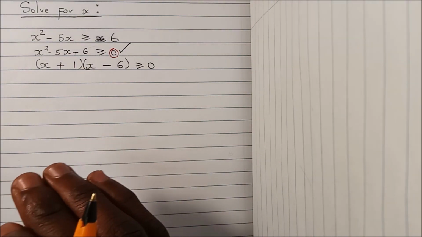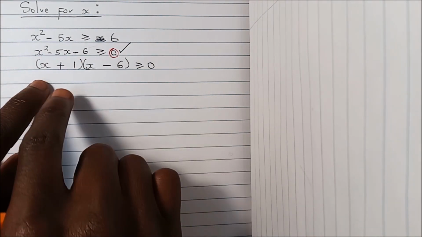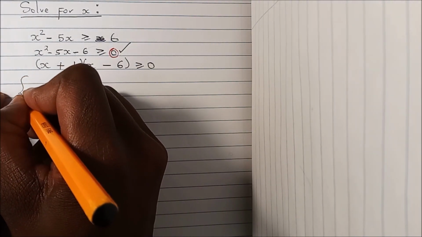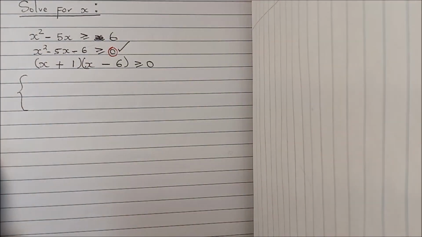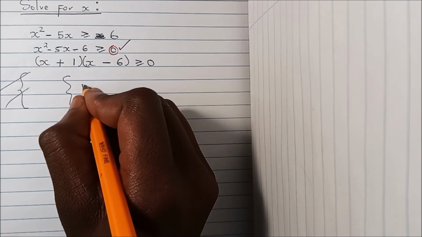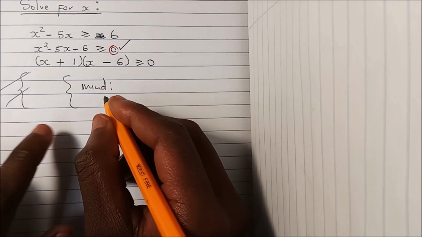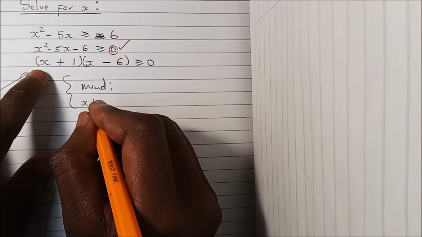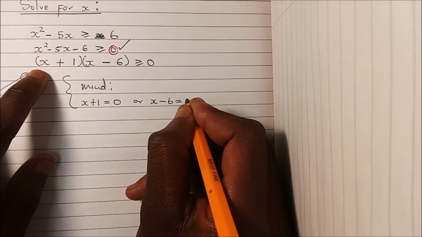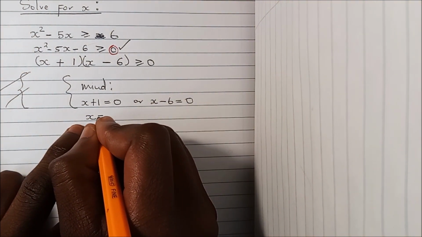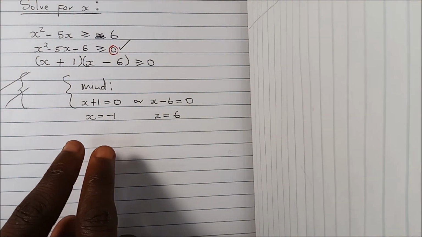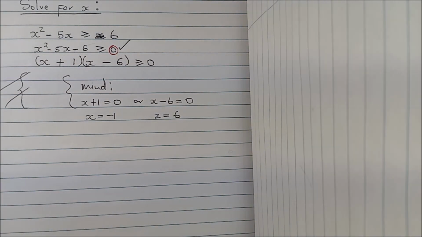Now in your mind, since we have two brackets multiplying each other, this will happen in your mind. If you were to solve for x, you take each part and equate it to 0. You take the second part, equate it to 0. So x will be -1, x will be 6. Those who are going to use the quadratic formula will get these values.